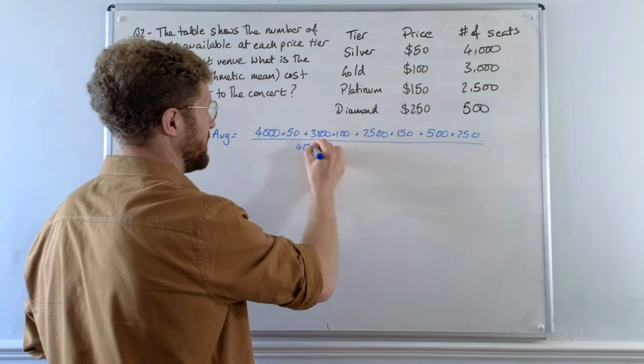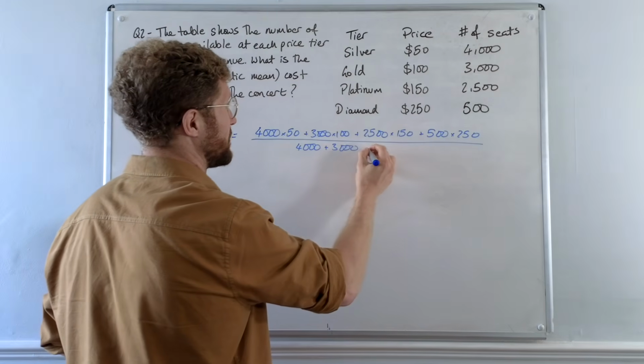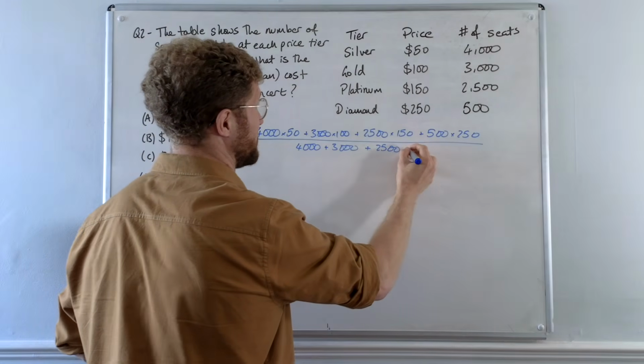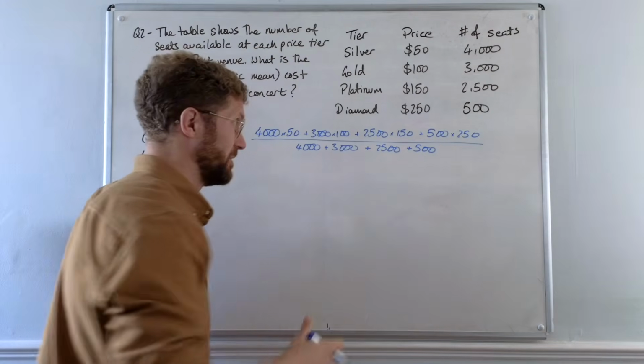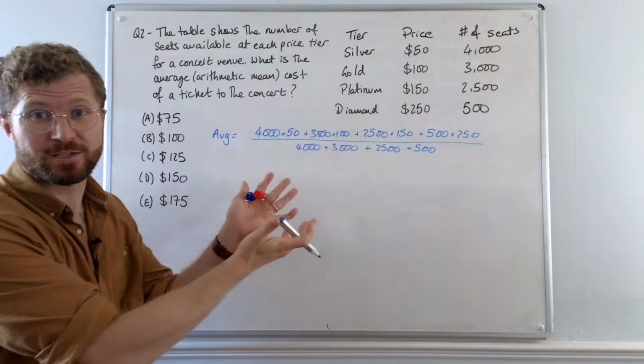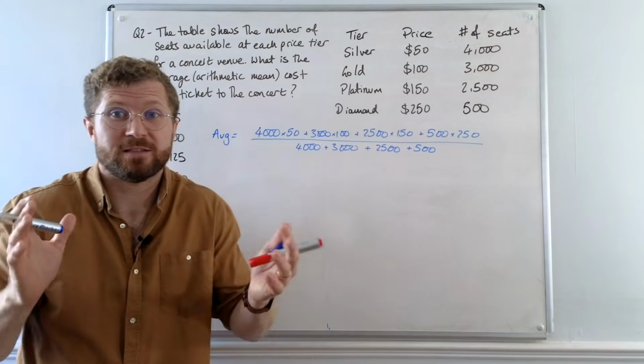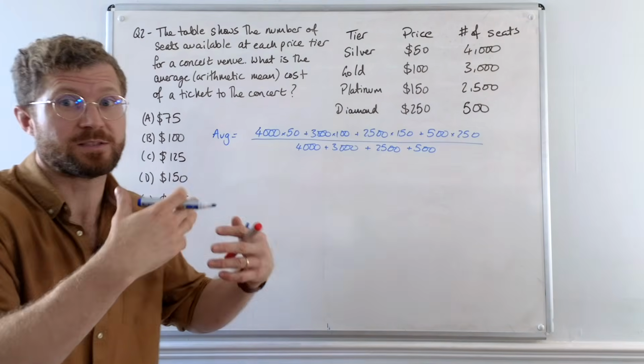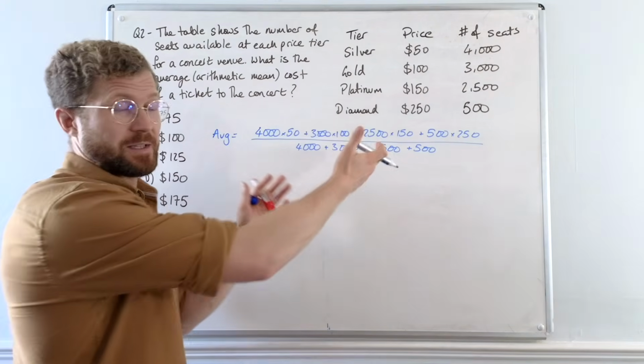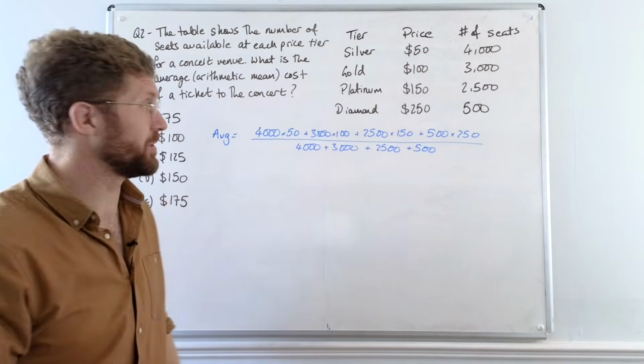So that's 4,000 plus 3,000 plus 2,500 plus 500. And so we end up with this, which is right. Nothing has gone wrong here. This is the right way to do it, but yeah, the calculations are going to build up pretty quickly.